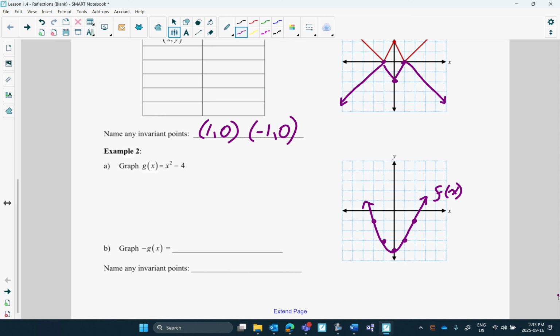On the grid, I want you to sketch negative g of x. You should be able to do that. We've got 5 reference points we can use, that we can flip and then redraw from there.